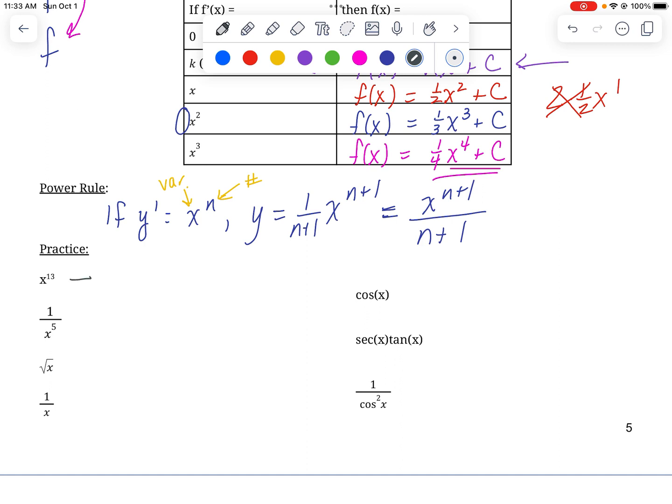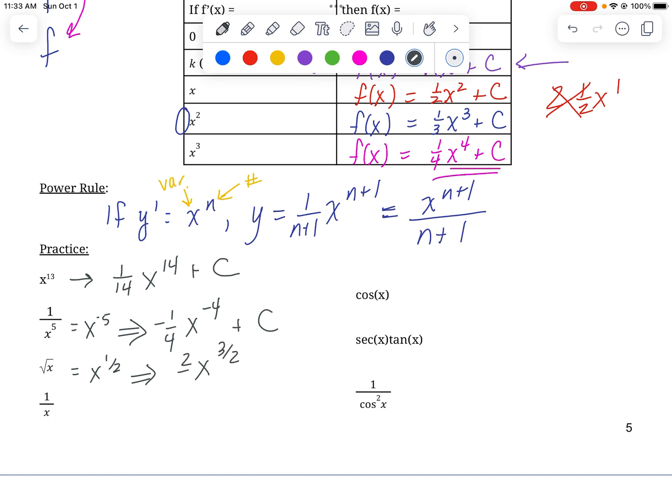Okay, so within this, we should have figured out that this one would be 1 over 14 x to the 14th plus a constant. This is equivalent to x to the negative 5. So that means that if I antidifferentiate, I get x to the negative 4. Right? This is equivalent to x to the 1/2. So when I antidifferentiate that, this is my answer. Here's the wrinkle. This is equivalent to x to the negative 1.